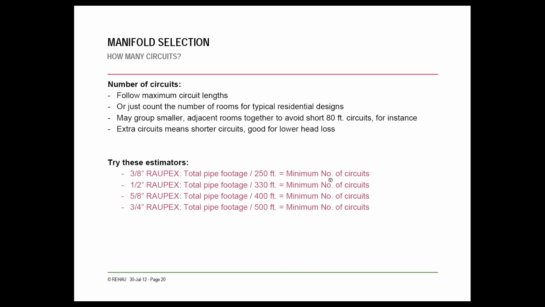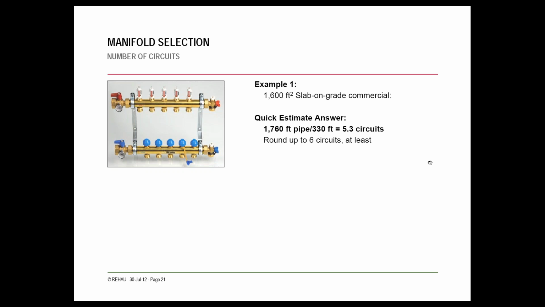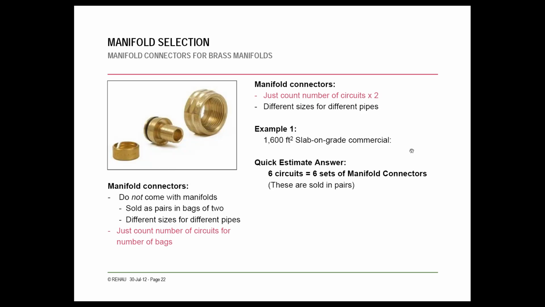So I'll touch base on these again in a few minutes, but there are different maximums, if you will, for loop length. You really don't want to go over 330 feet for ½ inch, which is the most common for residential installs. You can go a little further with bigger pipe if needed. All right, so going back to our example, 1,600 square foot slab on grade, we had 1,760 feet of pipe, and if we divide that by 330, we're going to need at least 6 circuits.